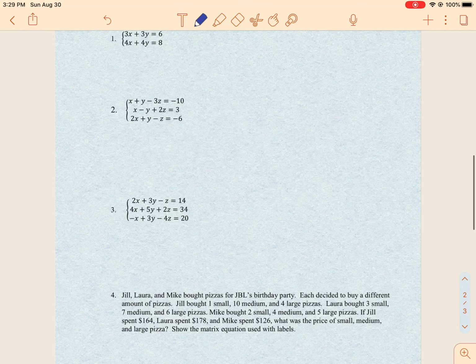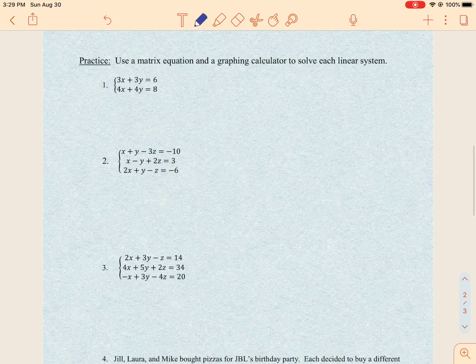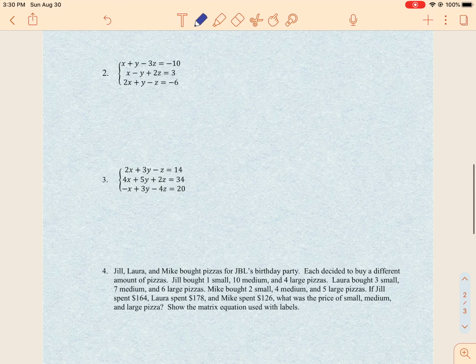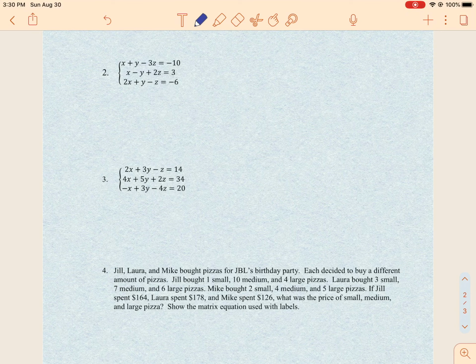Go ahead and take a look at these 4 practice problems. We're going to actually skip number 1. Those end up being the exact same lines, so you get an error message in the calculator. That's one where you have infinitely many solutions. So it's a bad first practice problem for you to do on your own. Go ahead and do 2, 3, and 4. Set up the matrix equations, and then you do A inverse times B. Pause, and I'll go ahead and give you the answers.